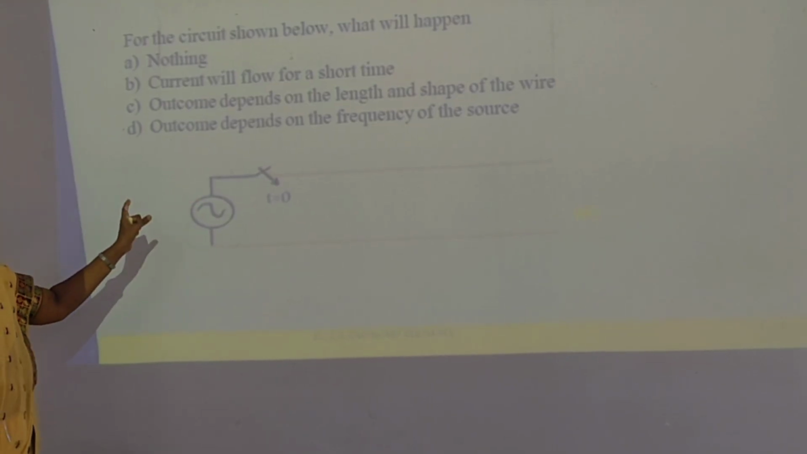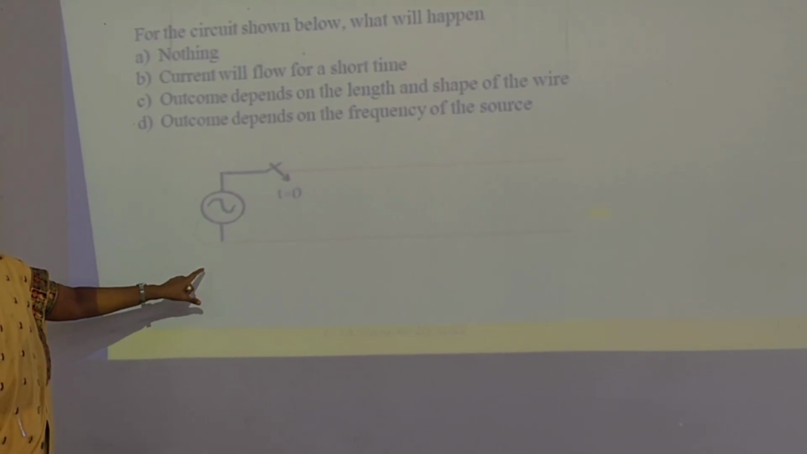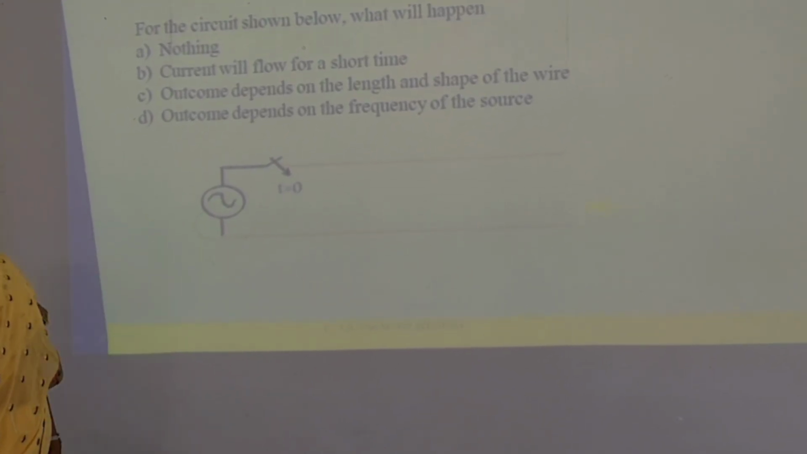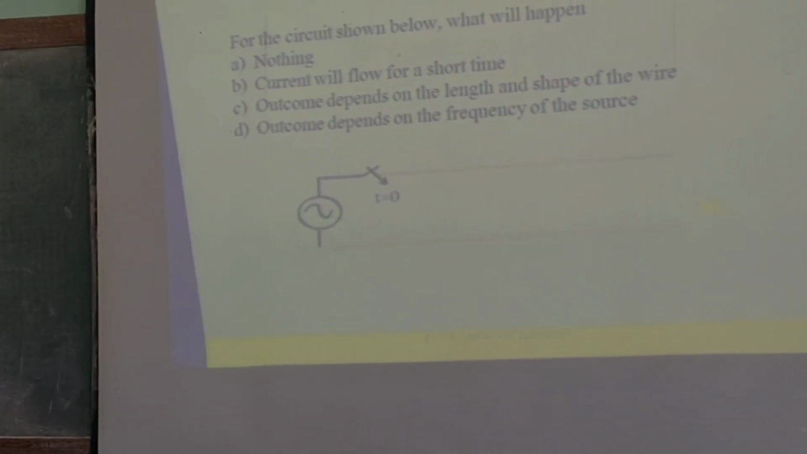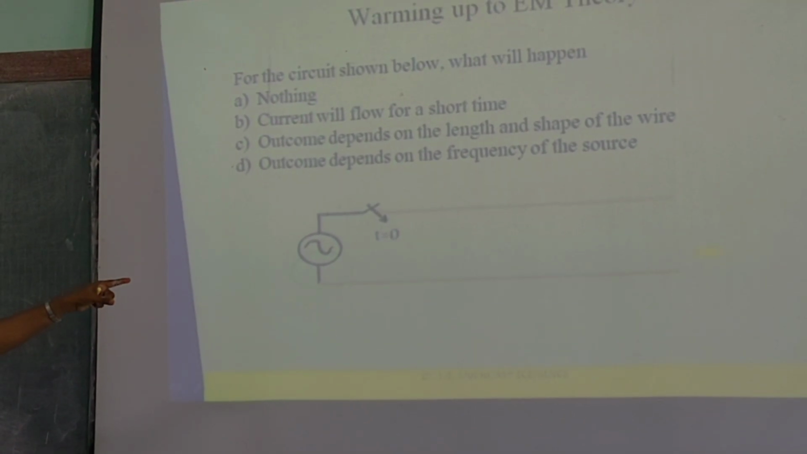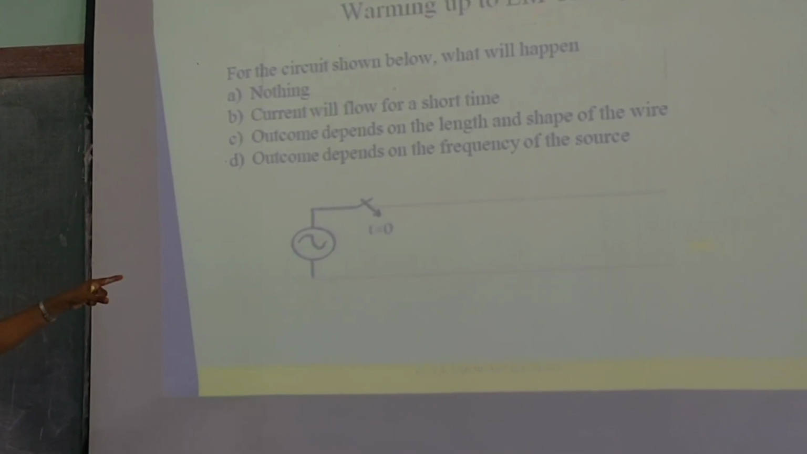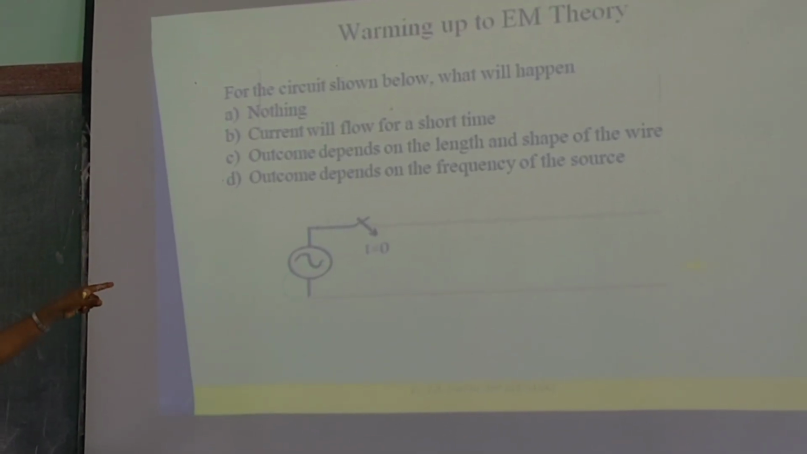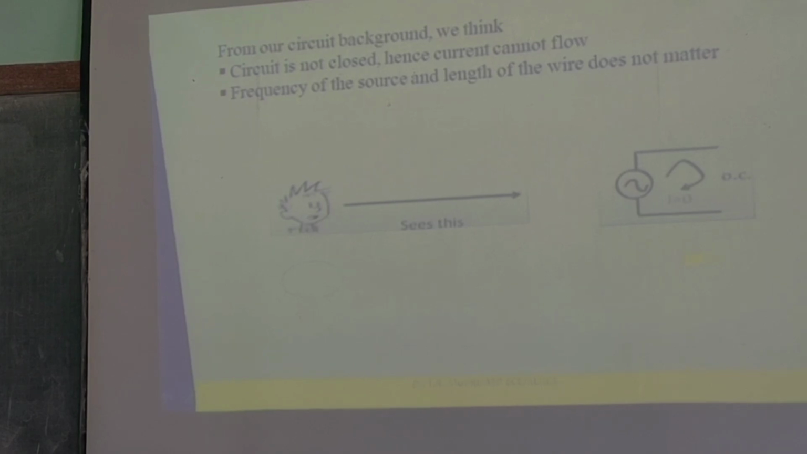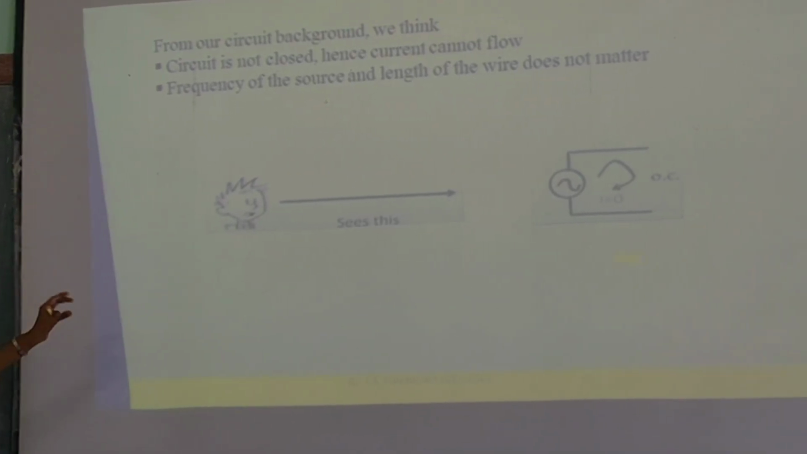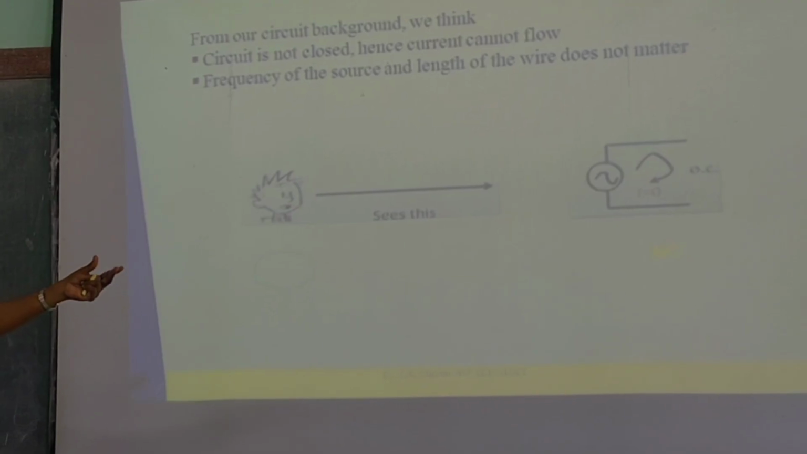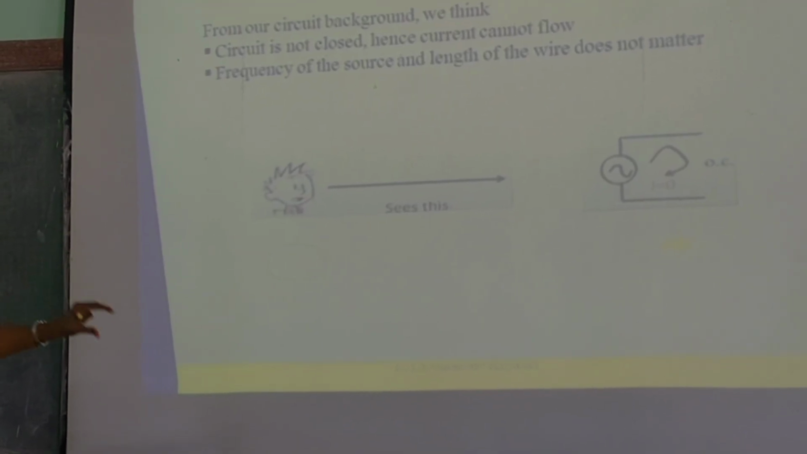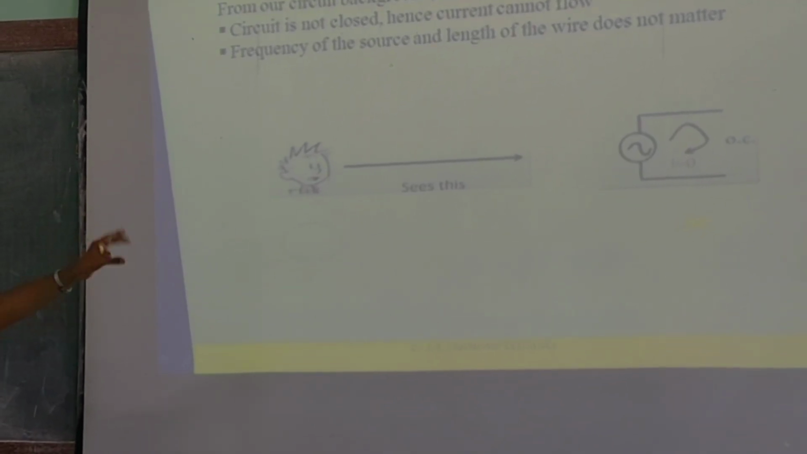Current will flow for a short time. It will also depend upon the length and shape of the wire, and the outcome will depend on the frequency of the source also. We will see in the coming slides the nature of the length of the wire, the frequency of the source, and the flow of the current. This is how the circuit person sees it. He sees the circuit as an open circuit, so no current flows. So it is nothing.